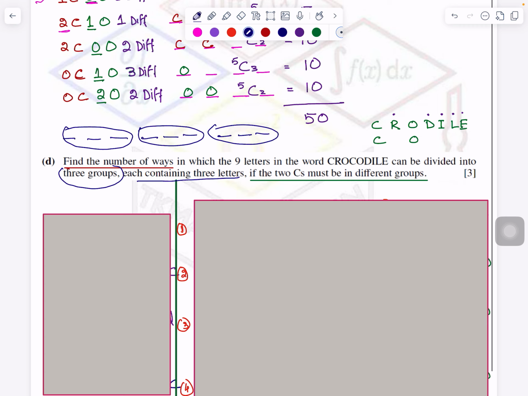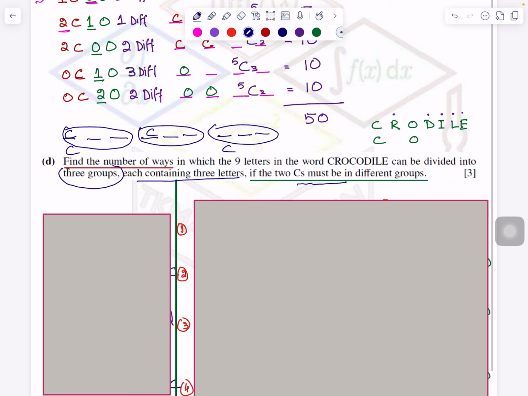And what is the condition here? This was the first condition: the 2 C's must be in different groups. So now we will see again one by one the cases when the C's are in different groups, maybe in this group, maybe in this group, or maybe in this group. So we will see around them. Now, the second important thing which you have to note down is the positions of O, because O is also an identical case.